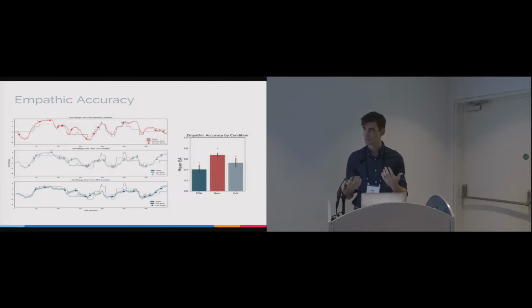This figure on the right is the mean across the whole time series, and we find significant differences in empathic accuracy, that correlation, between all the conditions, but not in the way that we hypothesized. It turns out the narration was indeed the highest. People were most accurate when given narration information. But EDA actually performed worse than field of view. So that information actually reduced accuracy overall compared to not having it at all.